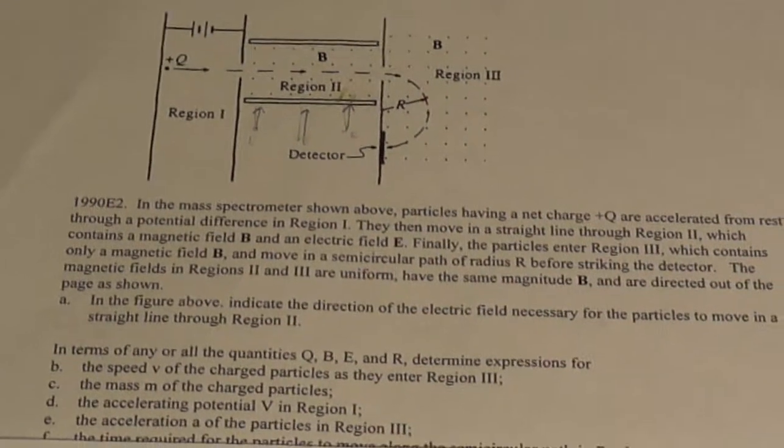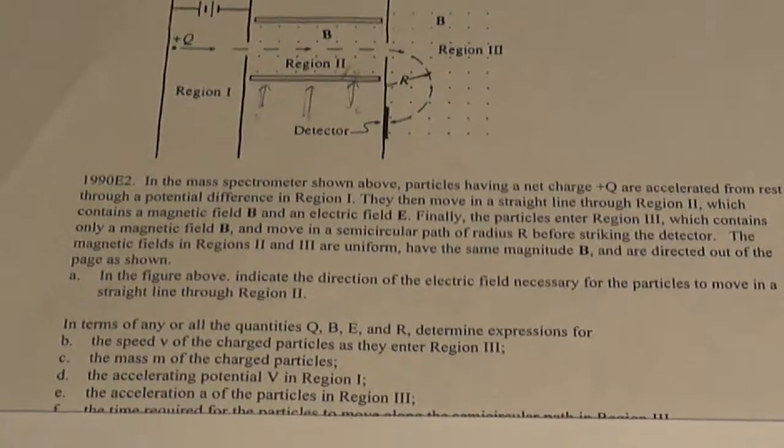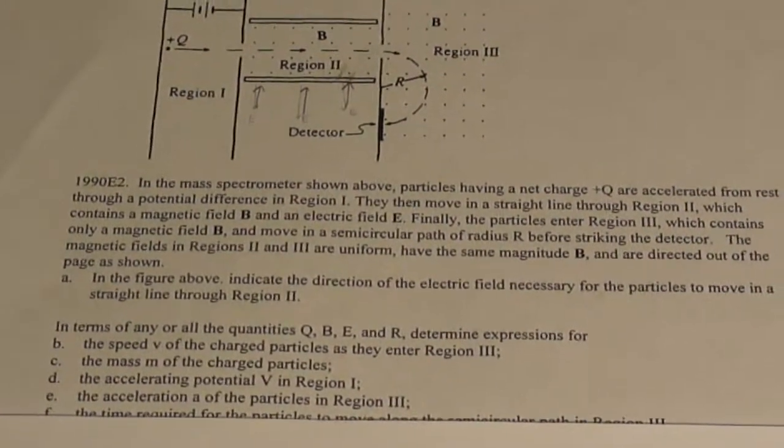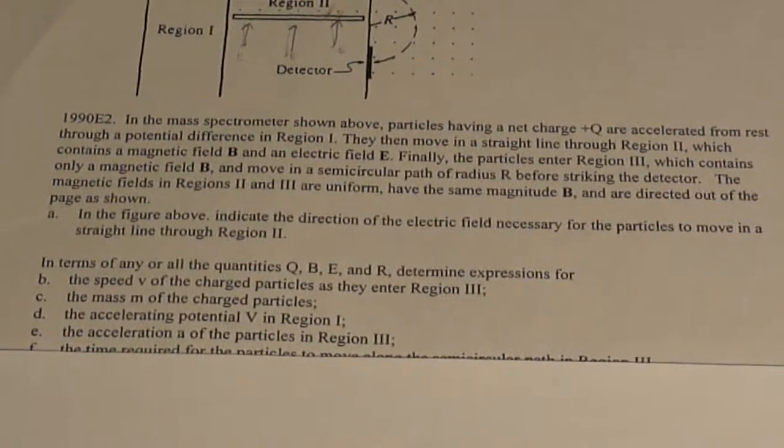The magnetic fields in regions 2 and 3 are uniform, having the same magnitude B, and are directed out of the page as shown. In the figure above, indicate the direction of the electric field necessary for the particles to move in a straight line through region 2.